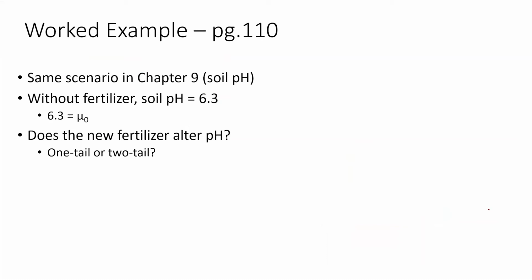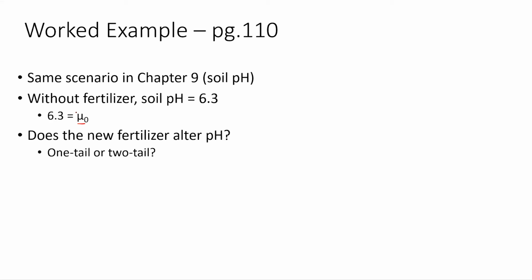Okay, so on page 110, there's a worked example. And this is the same scenario as in the chapter 9 soil pH example. So the question at hand is, how does adding fertilizer change the soil pH? In the original question, we're worried about soil pH becoming too basic and there being an outbreak of nematodes. So in this population, without fertilizer, the soil pH is 6.3. So our null mean is 6.3.